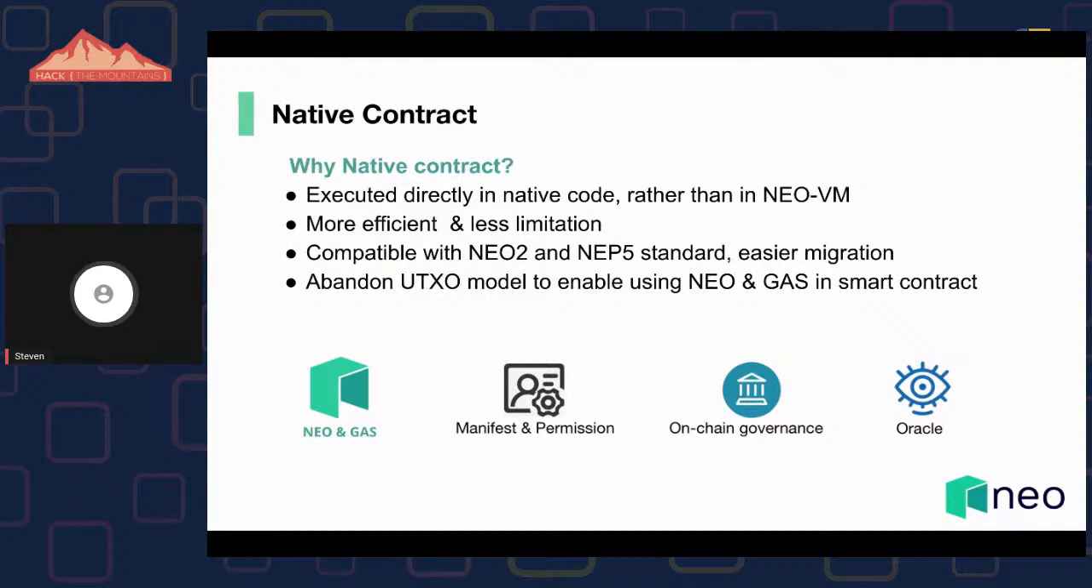And we also abandon our UTXO model to enable Neo and GAS in the smart contract. So when people develop things with the smart contract, it can access these native contracts directly. That's very friendly to new developers.